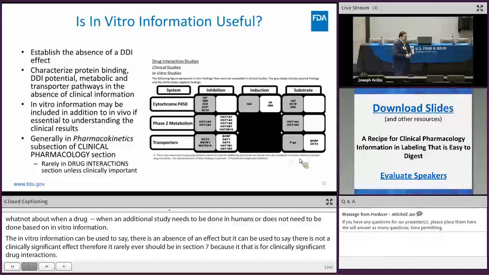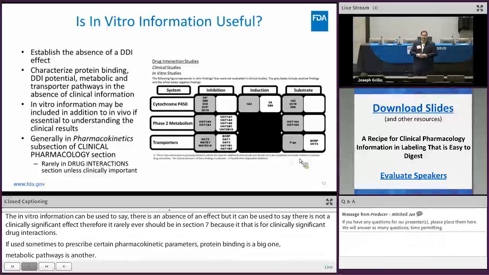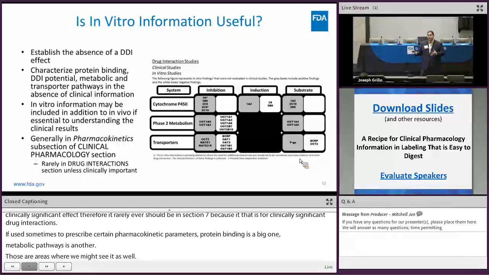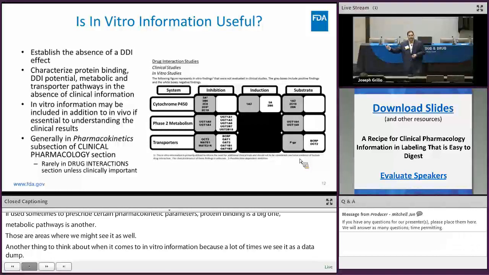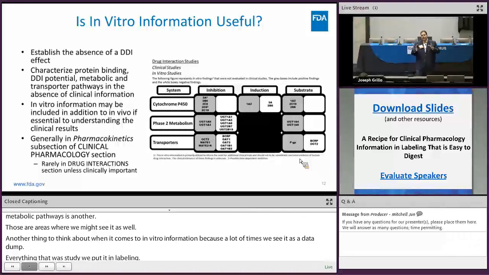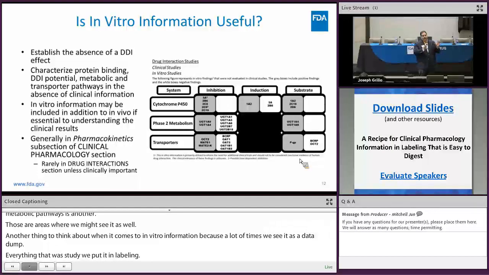Another thing to think about when it comes to in vitro information, because a lot of times we'll see it as a data dump. I was a reviewer before I was in my current position, and a lot of times you'll just be like, well, everything that was studied, we kind of put it in labeling, right? We have these long laundry lists of, it's a substrate of XYZ, it's an inhibitor of this, it's a transporter of that. But when you're putting that information, think about the context of that information relative to the human data that we have. Because a lot of times the information might be contradictory.